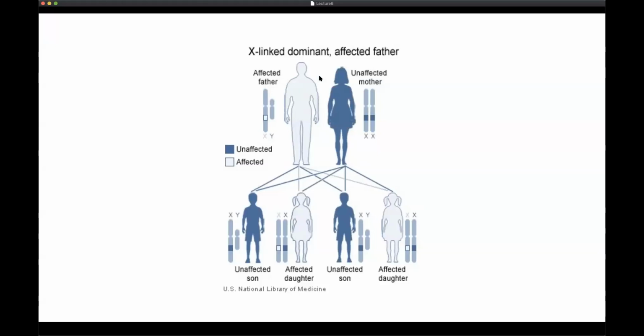If you have an affected father, the inheritance pattern is different, which basically means that if you have a son, he will be unaffected because by definition he cannot inherit X from his father, but the daughters will deterministically have the disease because they have to inherit one X from the father.